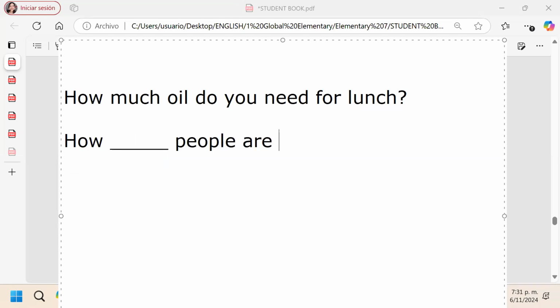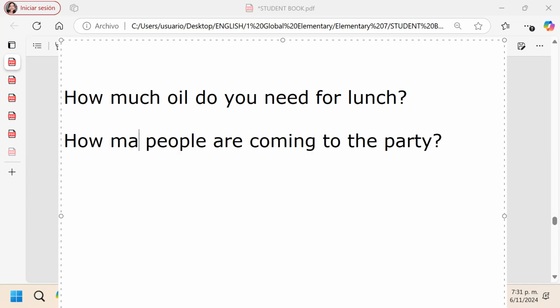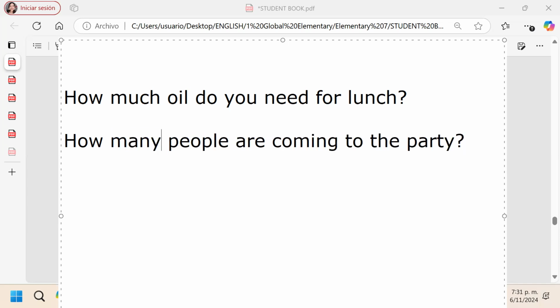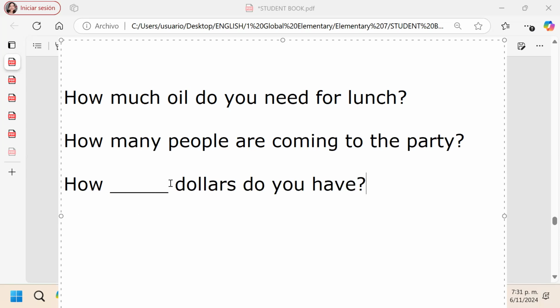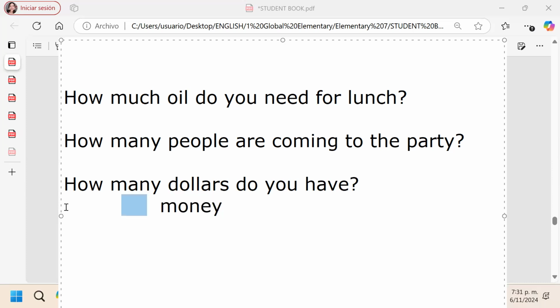If I ask how many people are coming to the party. Look at this. How many? How many people? Because people, I can count it. 1, 2, 3, 4, 5. How many people are coming to the party? Is a countable word. How much people? No, impossible. If I ask how many dollars do you have? How many? How many dollars do you have? But if I don't say dollars, if I say money, in that case is how much? How much? Because money is uncountable.